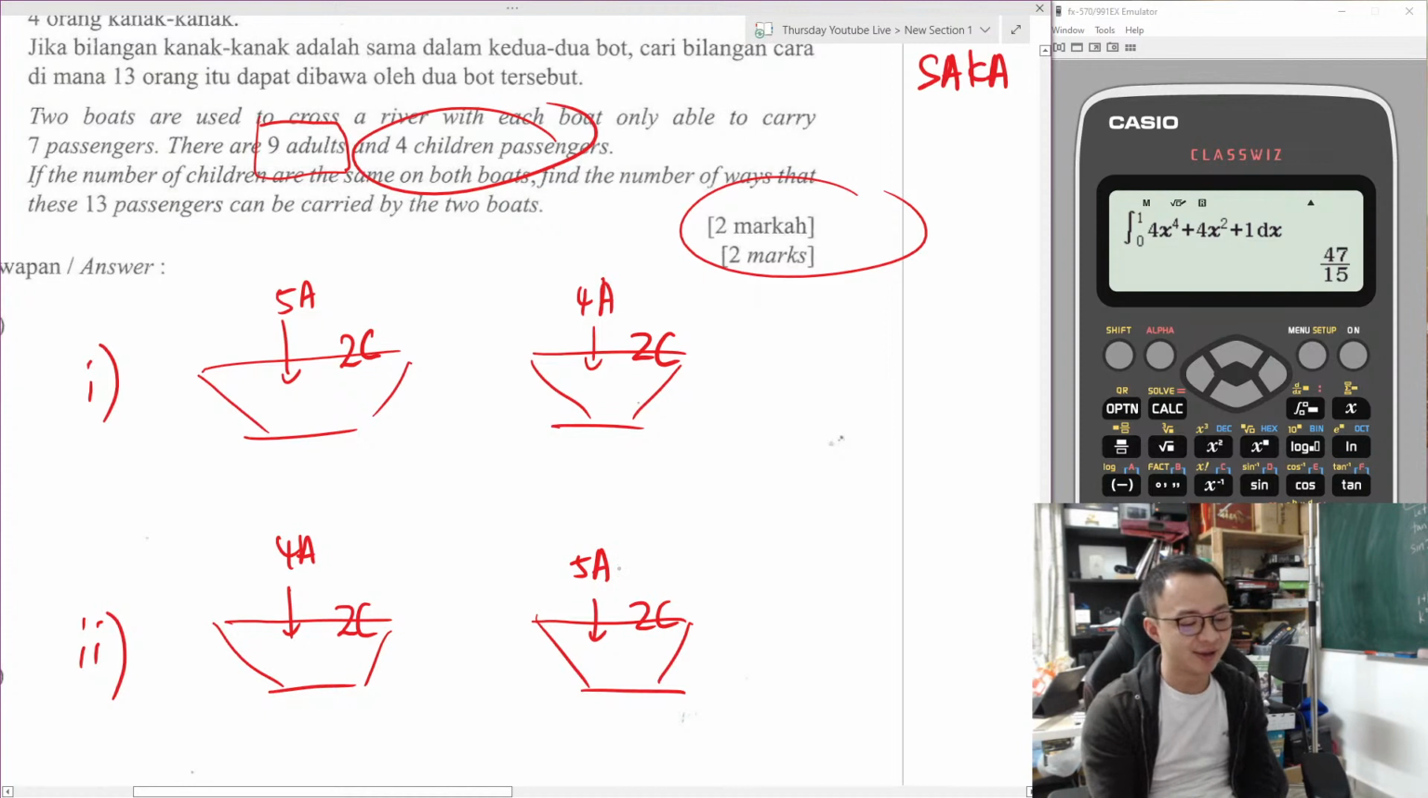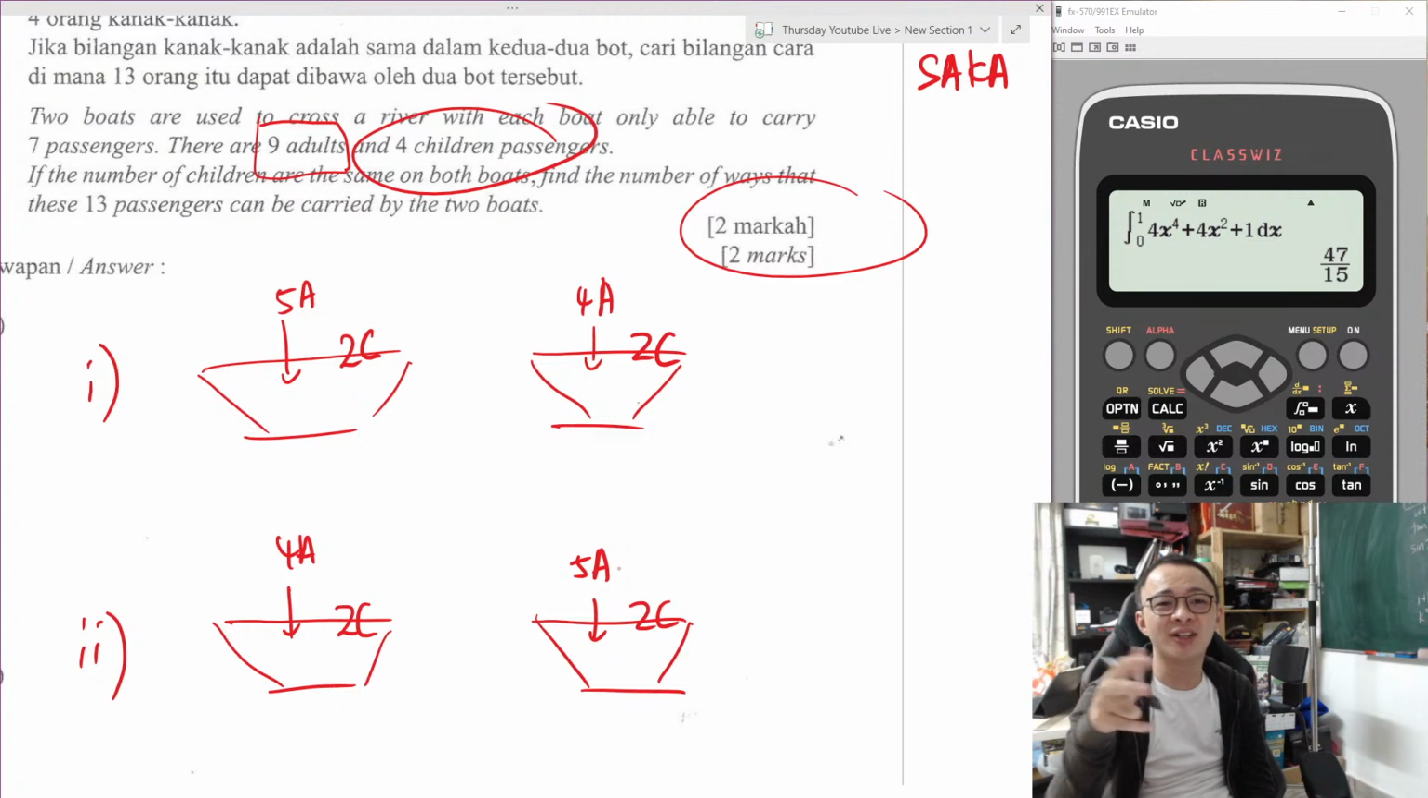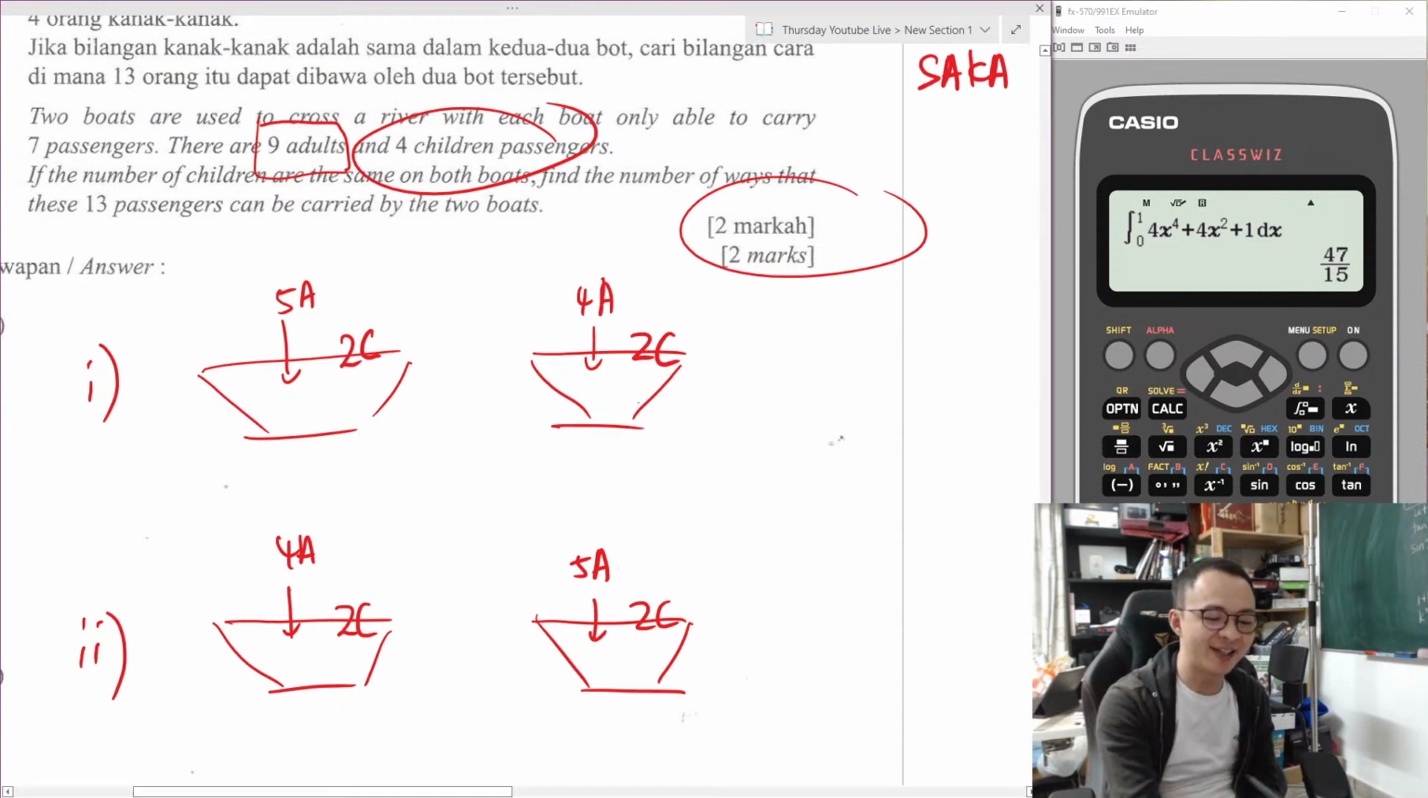It doesn't matter. Then the student might ask, sir, can I put 3 adults? No, because if you put 3 adults in the first boat, in the second boat you need to put 6 adults. But 6 adults with 2 children is already more than 7 passengers. Then there's no 3 adult option. Okay, you only have 5 or 4. So they are separate cases, so later you add them.